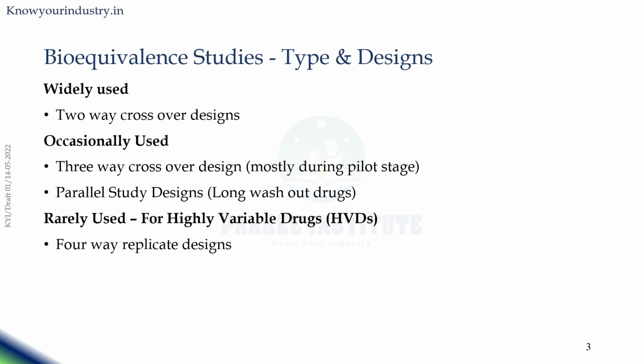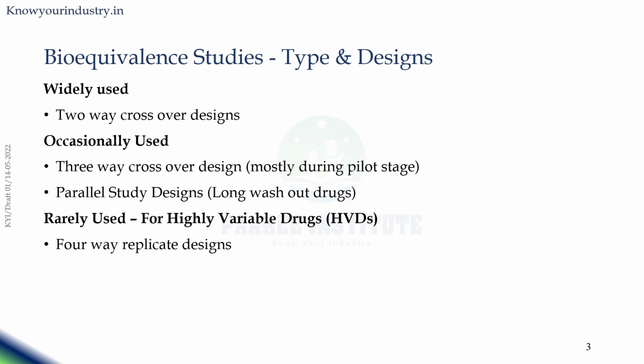And in case of replicate designs also, this three-way crossover will be adopted. In case of reference replicate, to understand the reference to reference product variability, reference product will be administered two times and test product one time. So the sequence will be RRT or TRR, like that. So that also will be done in a three-way crossover manner.